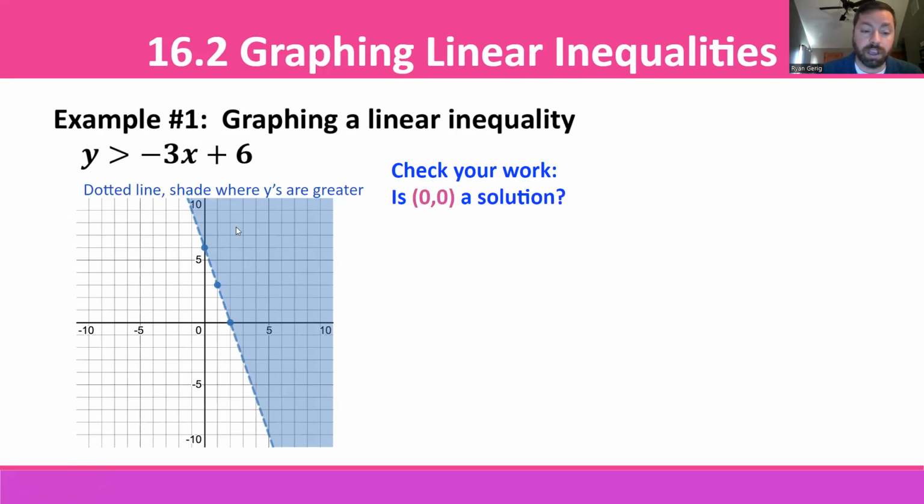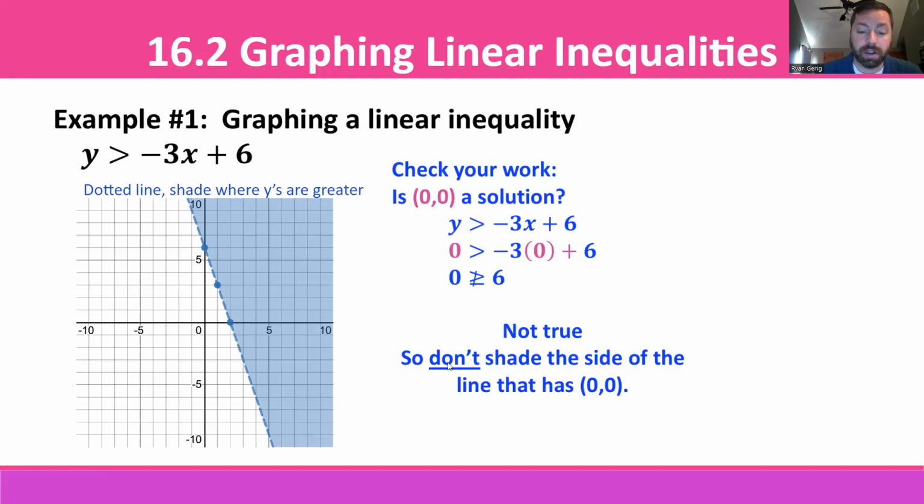Is it a solution? Well, if I look at my shading right now, it is not in the shaded region, so it should not work. Let's see if it does. Put 0 in for y and 0 in for x. I get 0 is greater than 6. Is that true? No, it's not true. If it's not true, that means we don't shade that way, which is good. So don't shade the side of the line that has 0, 0. We didn't. Therefore, we have shaded correctly.